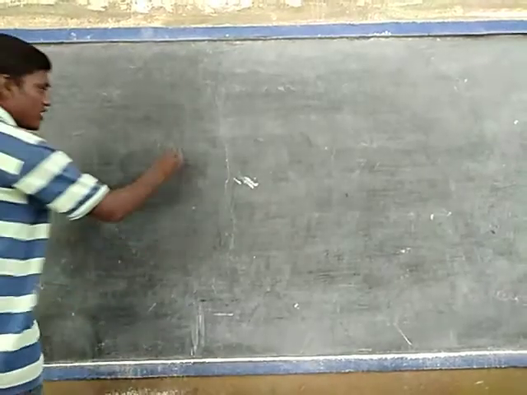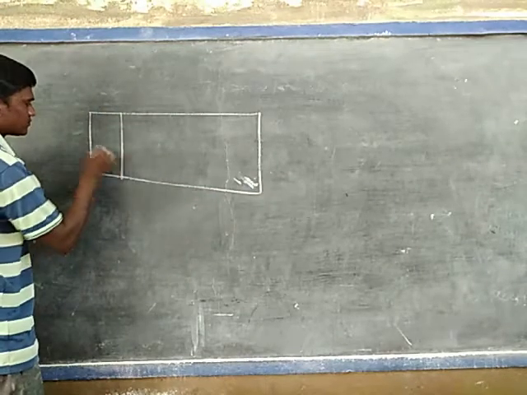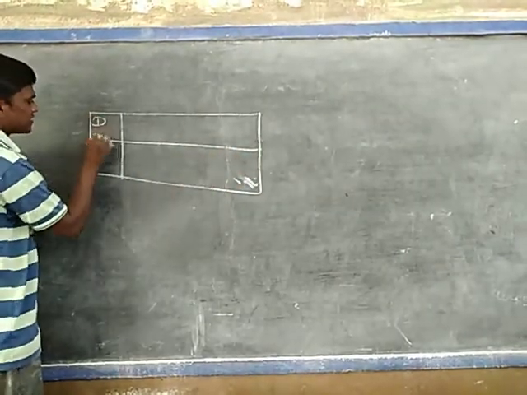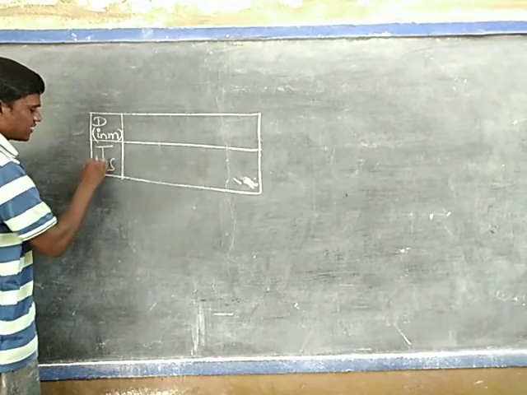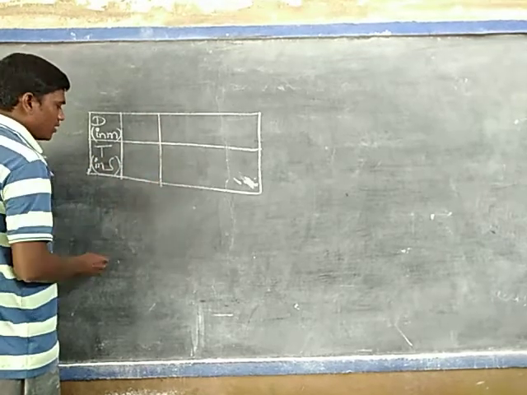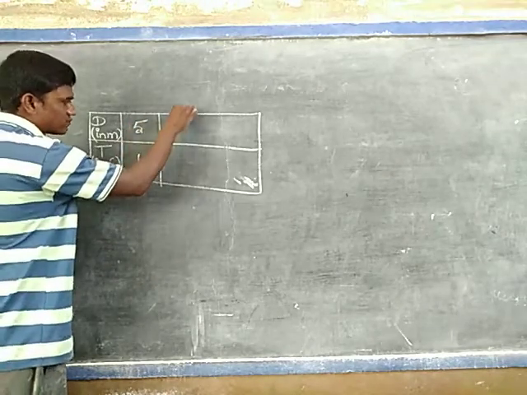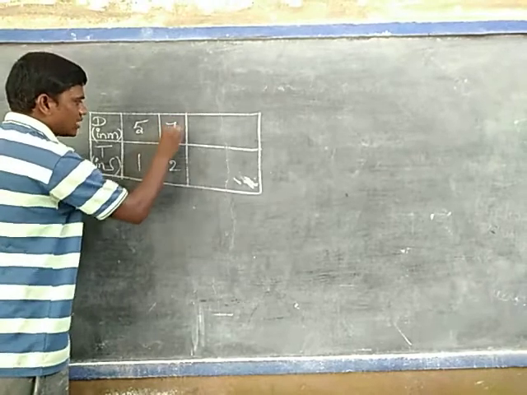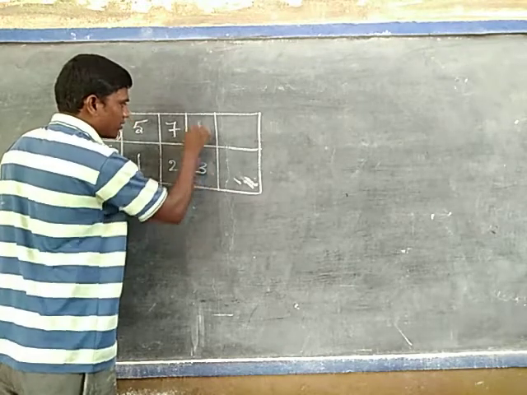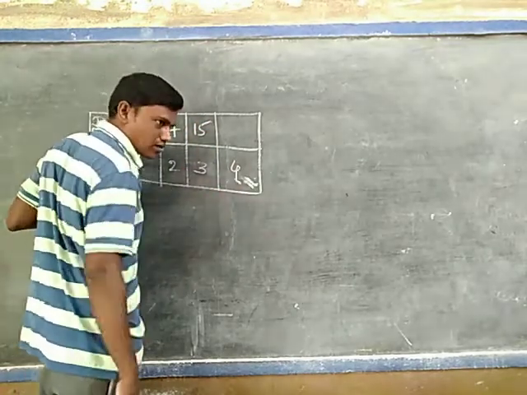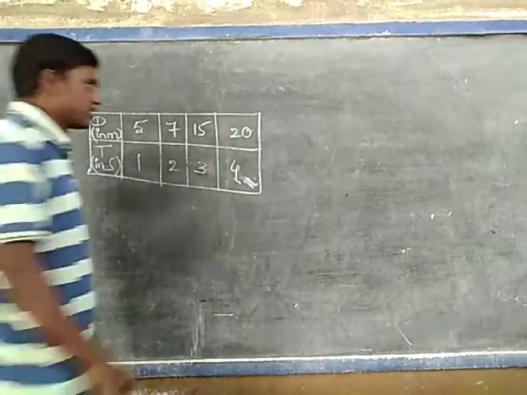Now, for the same thing, we can draw this in a tabular form. We know that distance is in meters and time is in seconds. In 1 second the body covers 5. Next, 2 seconds, 7 meters. 3 seconds, 15. 4 seconds, 20.